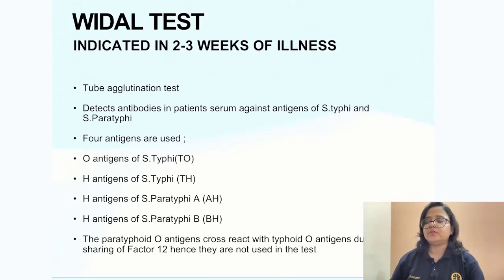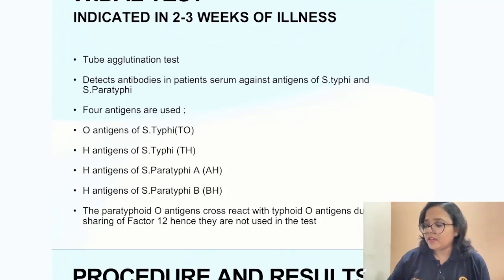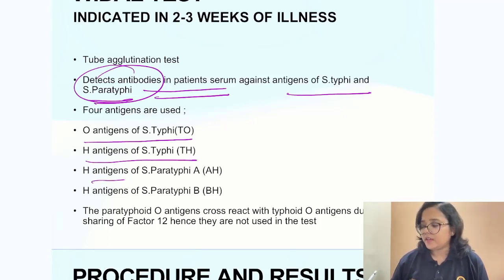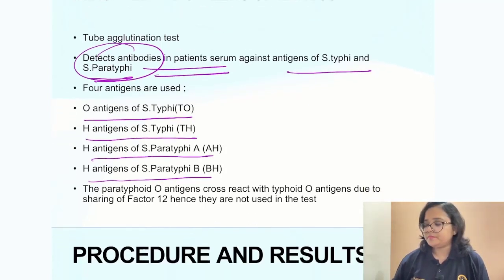So here we are going to perform the Vidal test, for which we collect serum for the detection of antibodies. In the Vidal test we are detecting antibodies in the patient's serum against known antigens of Salmonella Typhi and Salmonella Paratyphi. The four antigens that we are using are the O antigen of Salmonella Typhi, TO, the H antigen of Salmonella Typhi, TH, the H antigen of Salmonella Paratyphi A, AH, and the H antigen of Salmonella Paratyphi B, BH.